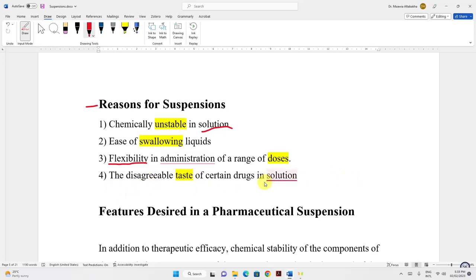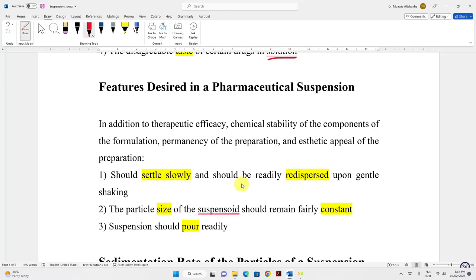Okay, also compared to solution, when the drug is dissolved in the vehicle and becomes a solution, the drug taste will be felt in the tongue. Meaning if you drink a solution, you can feel the taste of the drug even though you are trying to add flavoring agent and sweetening agent, still you will feel the taste of the drug. But if it is in the form of suspension, and the particles are not dissolved, you will not feel the taste of the drug. Okay, the taste of the drug will be faint because it's not dissolved. Okay. So, what are the features that are desired in suspension?